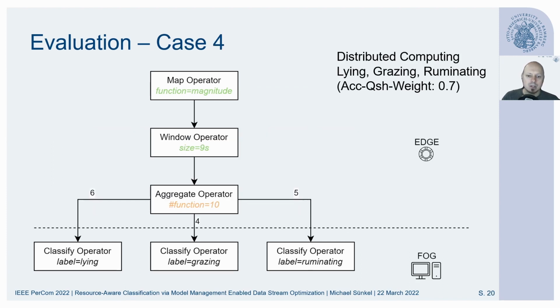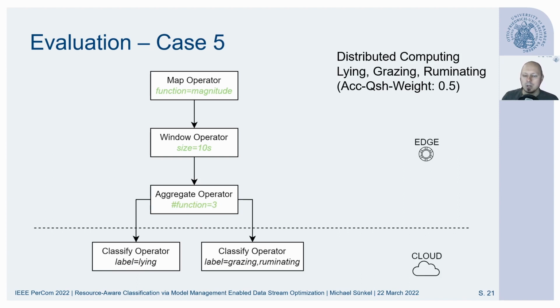In evaluation case 4, we lower the accuracy query sharing weight to 0.7, which means that accuracy is less important and we want to aim for some query sharing in the model set. The resulting operator graph, as you can see, provides full pre-processing and full segmentation alignment.